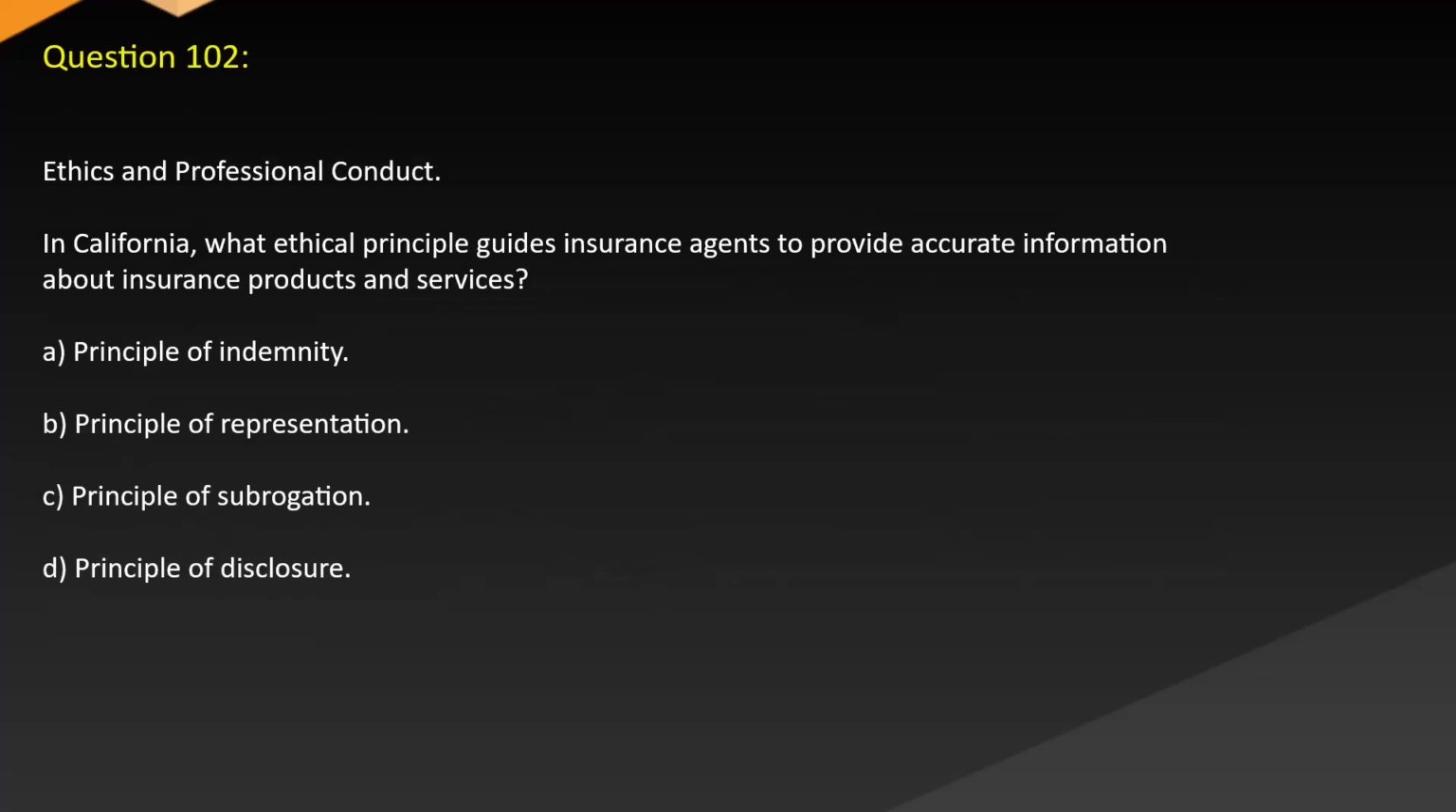Question 102. Ethics and professional conduct. In California, what ethical principle guides insurance agents to provide accurate information about insurance products and services? A. Principle of indemnity. B. Principle of representation. C. Principle of subrogation. D. Principle of disclosure.